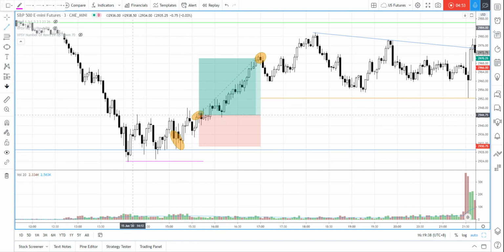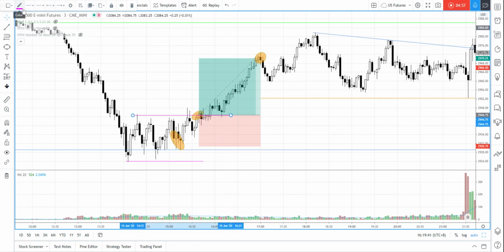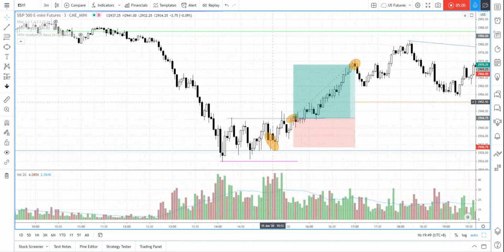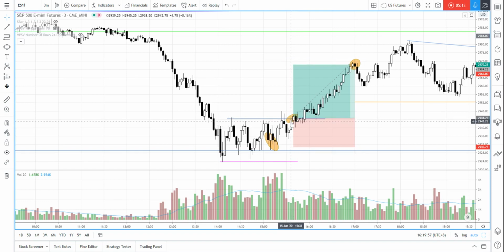All right, so you can see that I've already marked up my entry here. This is a really nice entry, because I took my long entry at around 2944, right after this reversal bar at 3:36 my time here.